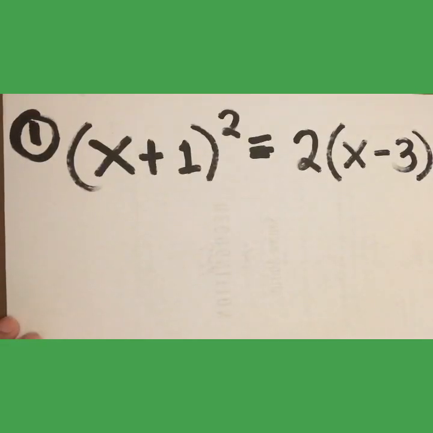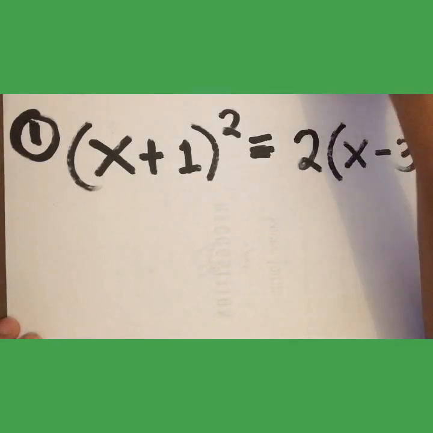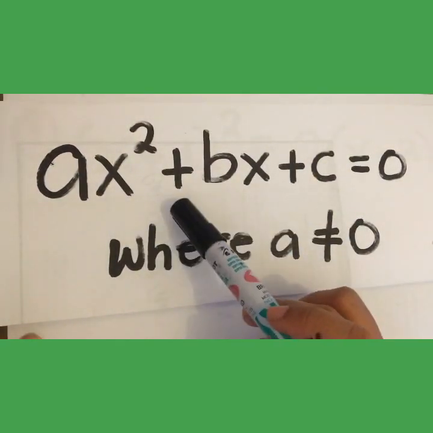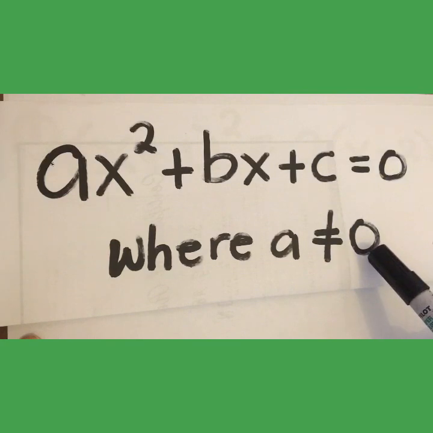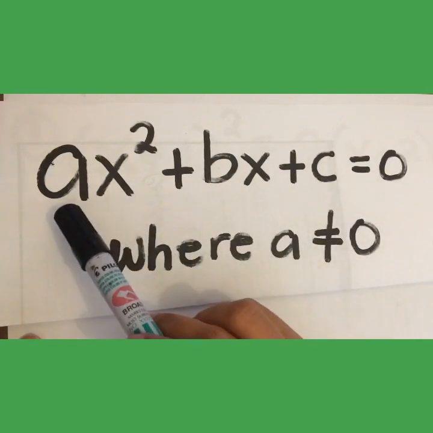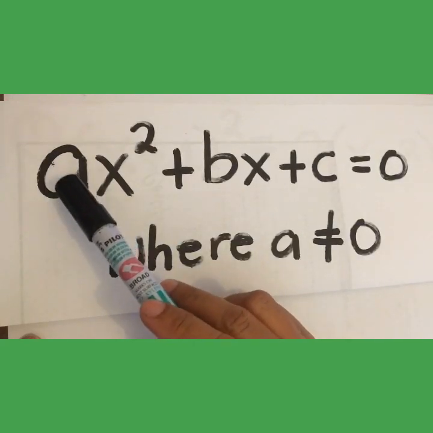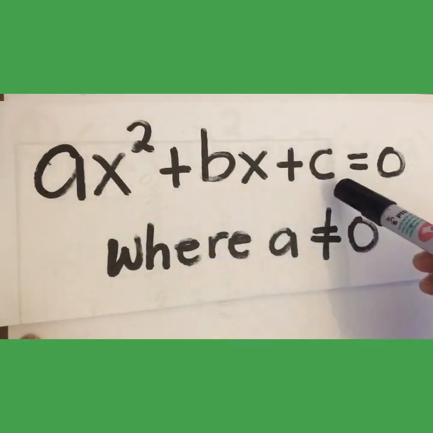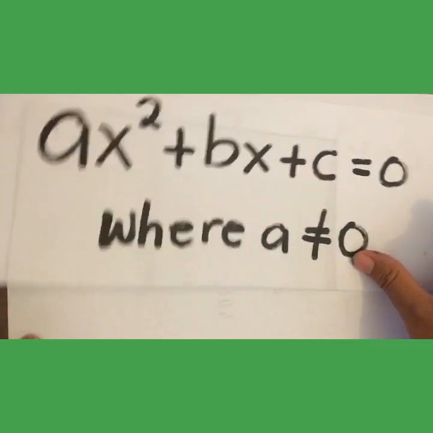So the problem asks us to determine whether this equation is a quadratic equation. Now, we know that a quadratic equation in standard form is written as ax squared plus bx plus c equals 0, where a cannot be equal to 0. You can have 0 for b, you can have 0 for c, but not for a. If the value of a is 0, that doesn't make it a quadratic equation. Again, this is the standard form of the quadratic equation: ax squared plus bx plus c equals 0.